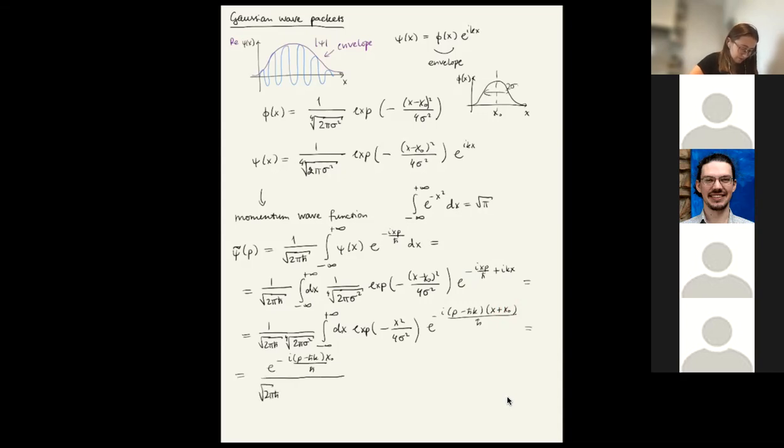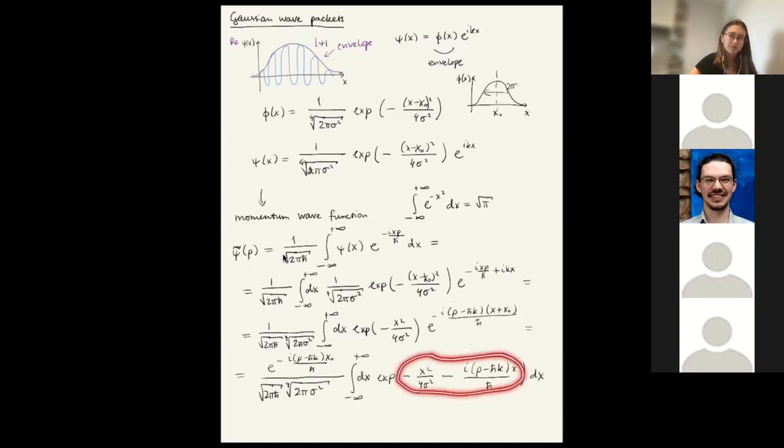Then here I will still have my not so pretty roots. And now I have the integral of the following. We're still not done. We have exponential of minus x squared over 4 sigma squared minus i (p minus h bar k) x over h bar dx. And here again, I use a very common technique while calculating the Gaussian integrals. I need to extract a square out of this. So in the end, I want an expression of the form of minus (x minus something) squared over sigma something. So this is what I'm trying to do. I'm just extracting the full square.